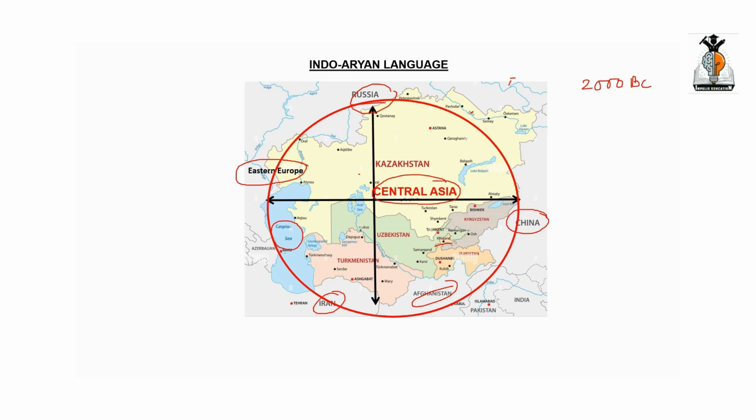The Great Migration slowly diffused their language into Indus Valley Civilization, and thus Indo-Aryan language became prominent in Indus Valley Civilization.